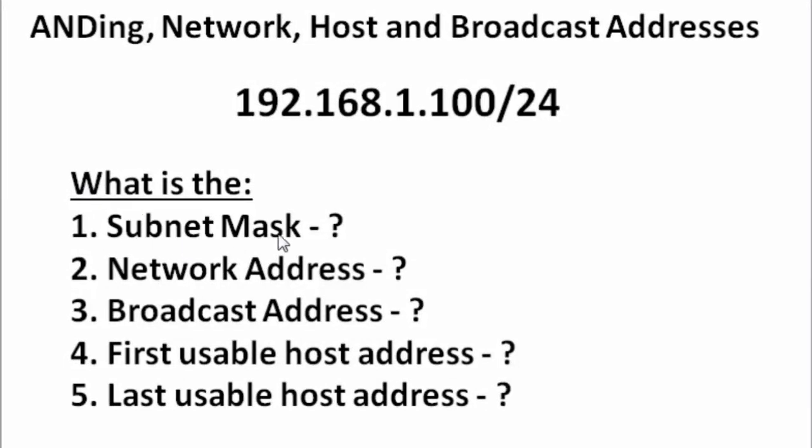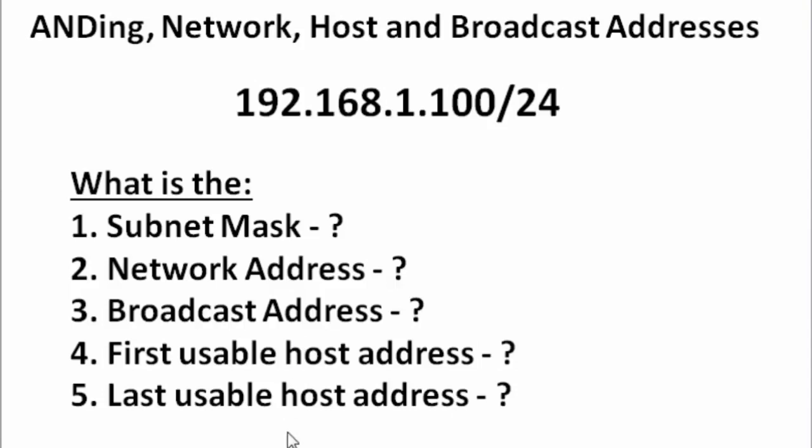What is the subnet mask? We can see that the subnet mask is /24 in slash notation, but what is it in dotted decimal notation? Second, the network address. The network address is the first address in the network. It's a reserved address that cannot be assigned to any host on the network. What is the broadcast address? The broadcast address is the last address in the network and is also a special reserved address that cannot be assigned to a host on the network.